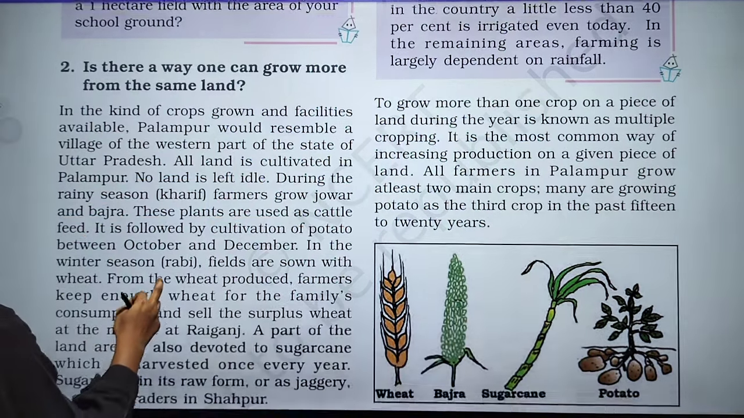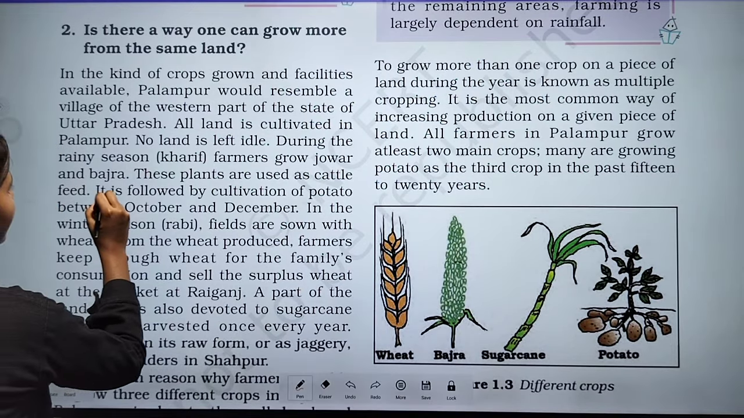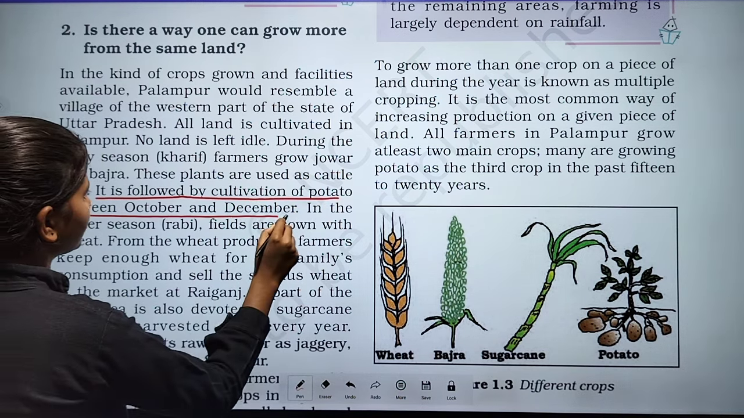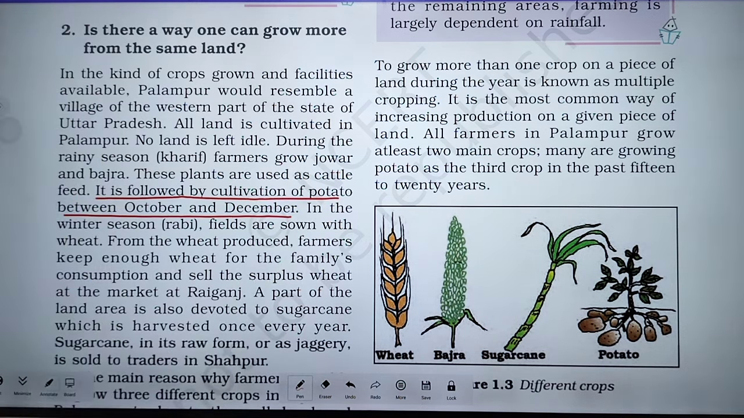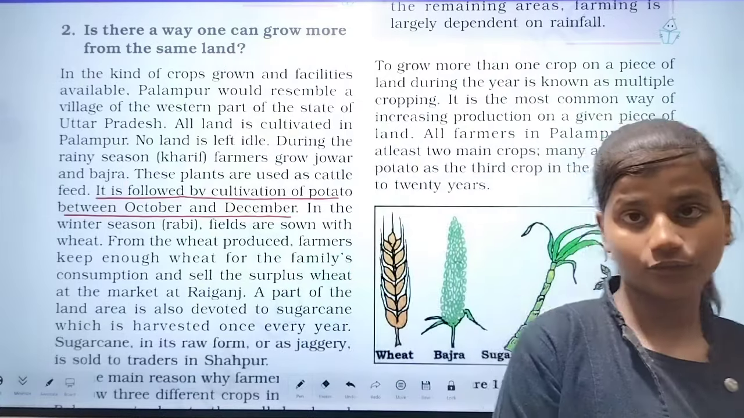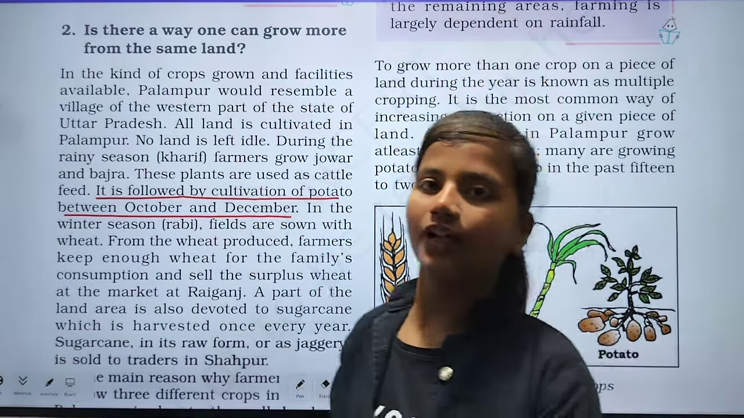It is followed by cultivation of potato between October and December. Between the months of October and December, farmers cultivate potato.